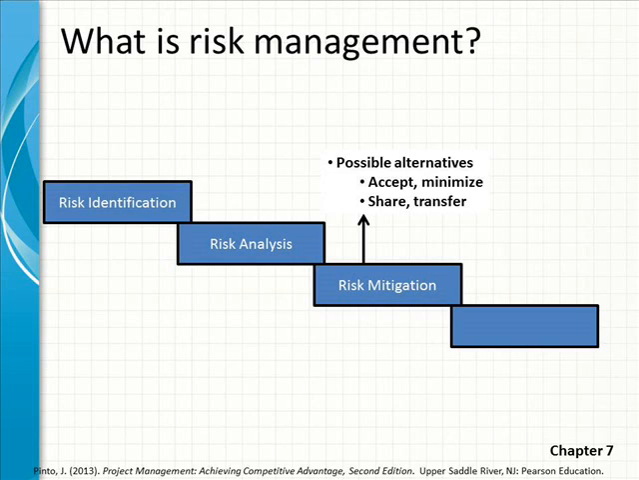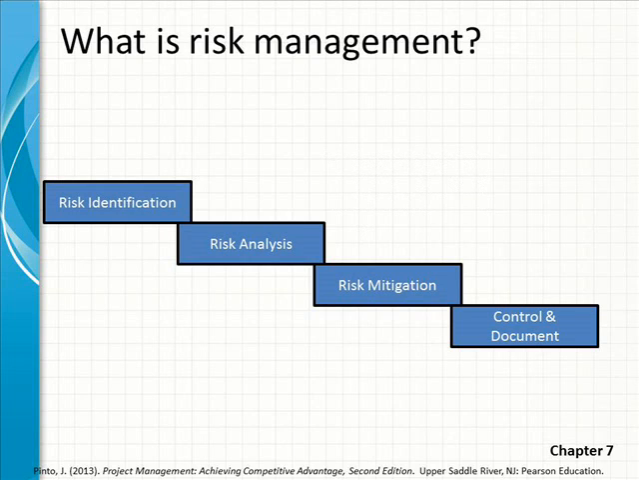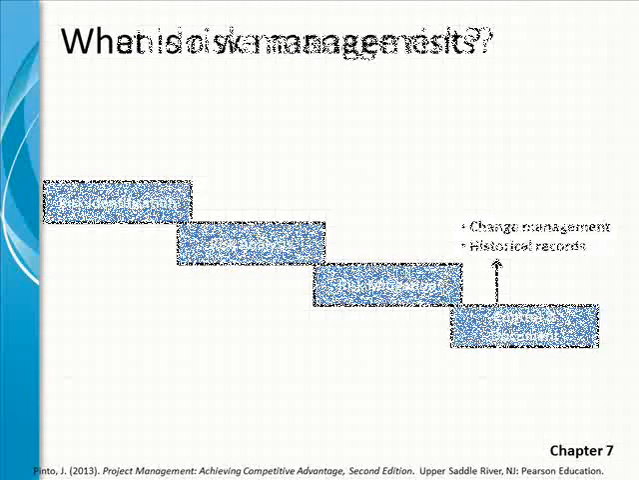We can also choose to share the risk with other people involved in the project, or transfer it outright to maybe a third-party contractor. All sorts of ways to mitigate risks. And the last step in risk management is controlling it and documenting it along the way. We'll need a hardy or robust change management system, and we'll capture everything for historical records.